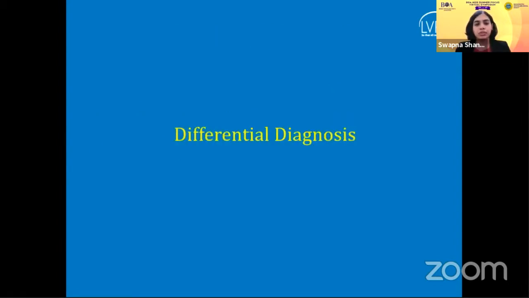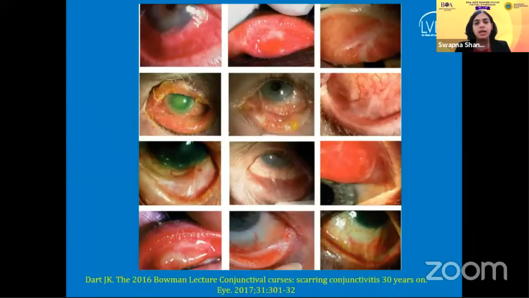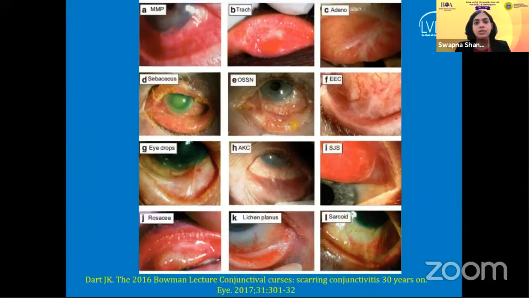Now coming to the differential diagnosis. This is a paper that we published in the November 2020 Journal of IJO, which gives a modified classification from Dr. Dart's paper on the different etiologies for chronic cicatrizing conjunctivitis. Now, how do we go about ruling out each of these causes? We need to rule out a lot of causes, and this is shown very beautifully in Dr. Dart's paper. This is a very landmark paper published in 2017, where he has shown these different cases which all present in a similar manner. But as you can see, the diagnosis is different in each and every case. So this throws a big conundrum on how to diagnose these cases.